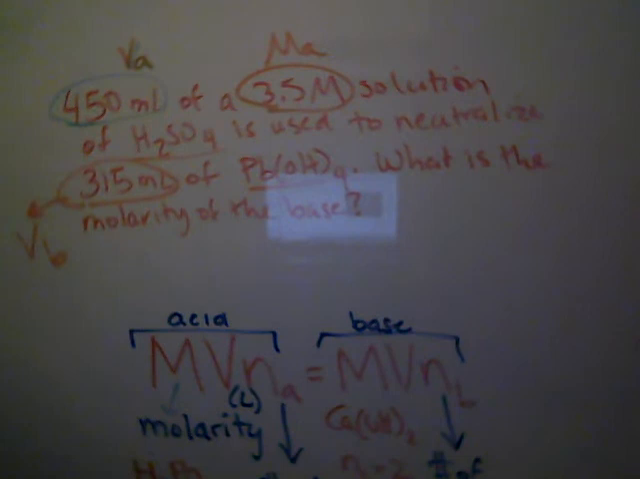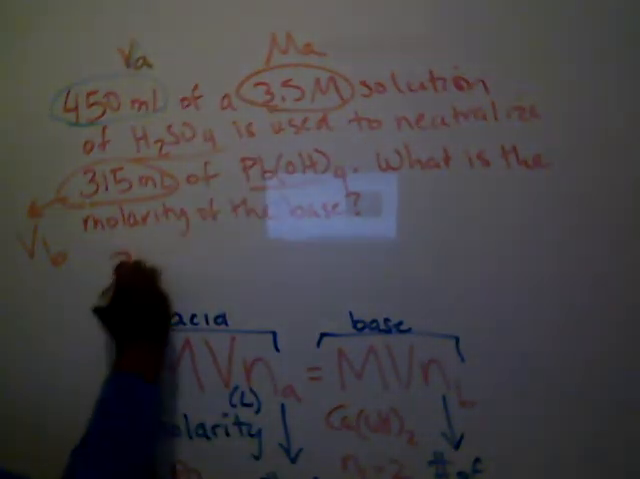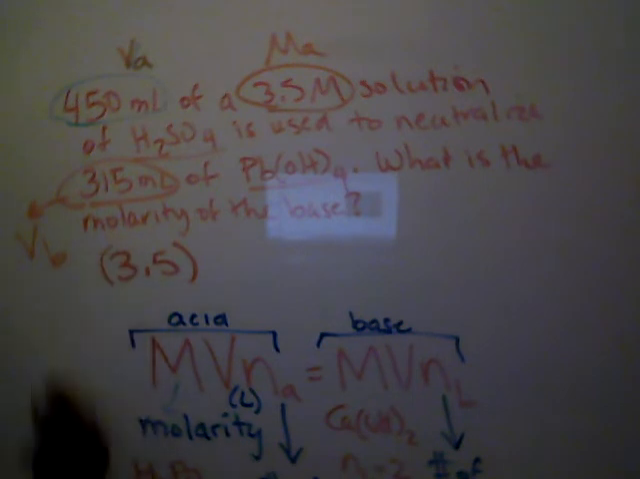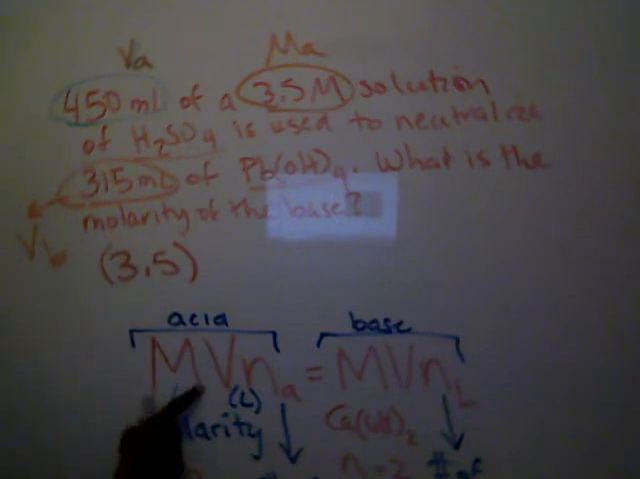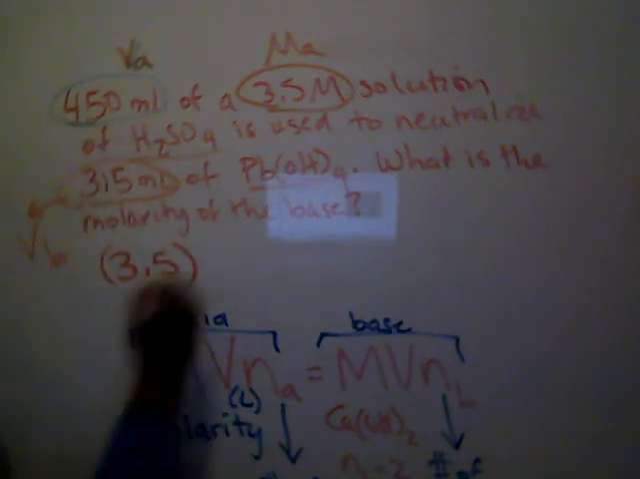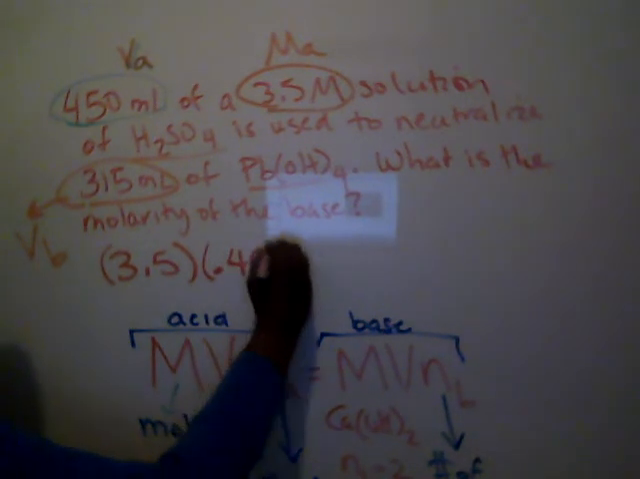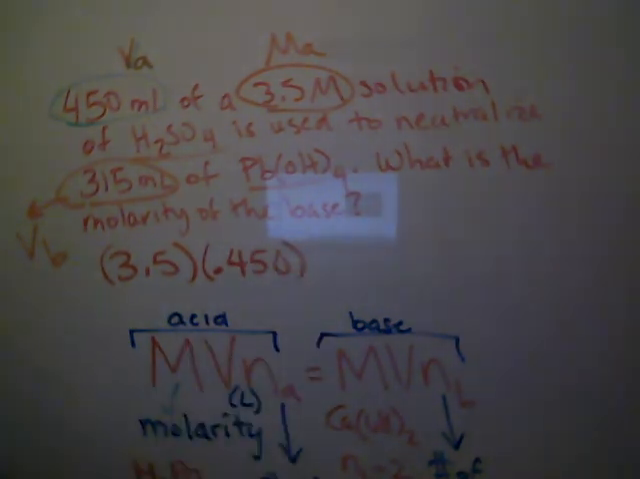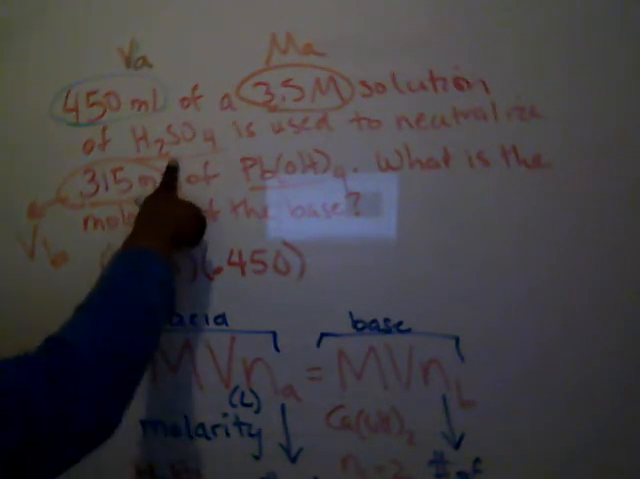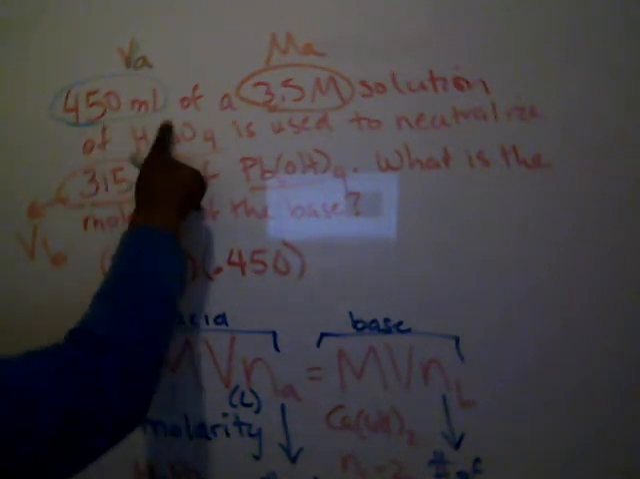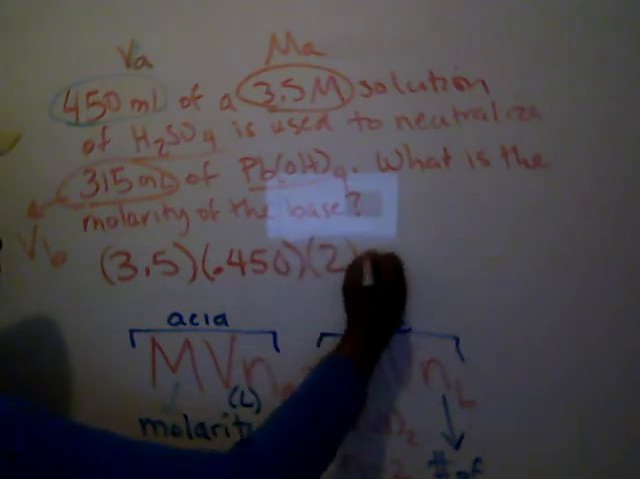So the way that this would work is the molarity of the acid we have is 3.5. So we're just putting in the molarity. The volume of the acid we also have is 450 milliliters, but remember, we've got to convert it into liters, so it's 0.45. And then the Na is the number of hydrogens that the acid has. So the acid is H2SO4. It has 2 hydrogens, so we put a 2 in for the Na.